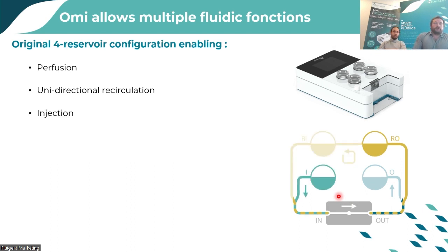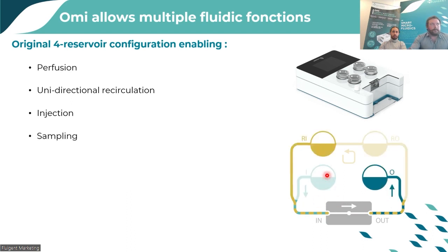You have an injection function, so you can inject from the I reservoir to the chip and collect it to O. So if you want, for example, to perfuse a drug and collect it in O, you can do this through this reservoir. And a sampling function, in which you collect what has been recirculated before into the reservoir that is dedicated to collecting, sampling what has been perfused in the chip.